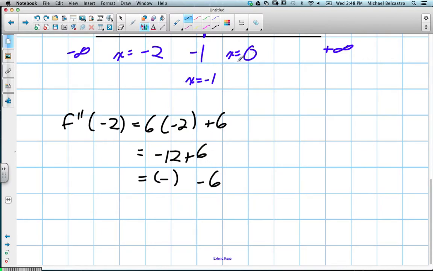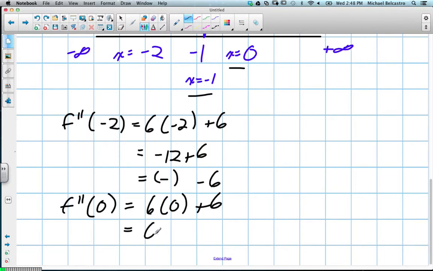Our other point, and we'll go around -1 for now: we know -1 is going to give us a second derivative of 0. When we are greater than -1, at our point of 0, we get 6 times 0 plus 6, which gives us a value of 6, which is a positive value. So we know at that point we are concave upwards.